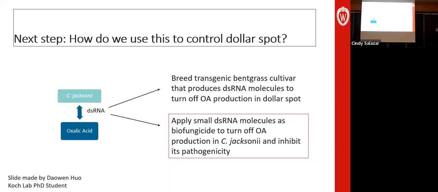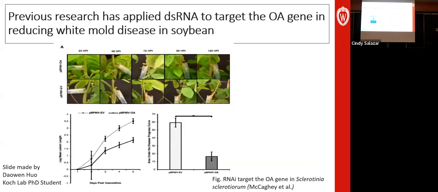However, transgenic grasses are just not really a thing. And we only replant golf courses once every 20 years, if that. There are golf courses out there that are 100 years and older. So this is probably not going to be the most effective way to incorporate RNAi technology into turfgrass. What we have targeted is applying the double-stranded RNA molecules as an exogenously sprayed product, like a biofungicide, that would be absorbed by the fungus and turn off that OA production and hopefully limit the development of disease.